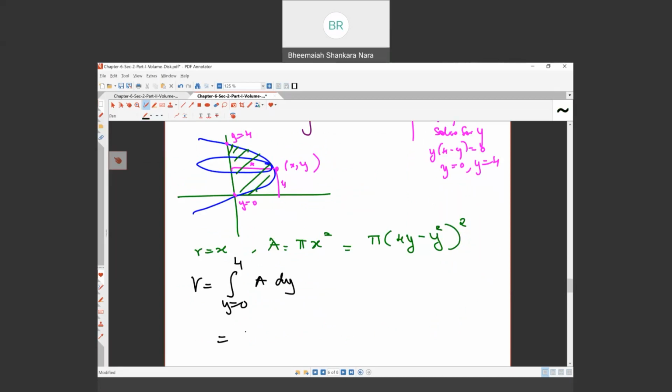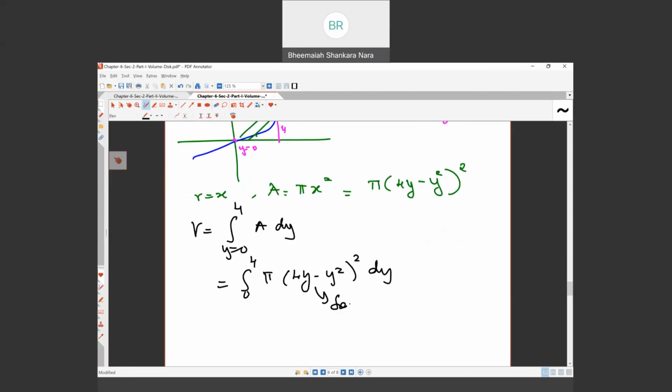So this is 0 to 4. A is pi x square. Sorry, we replaced x square by the y term. So let me use the new y terms here. (4y minus y square) squared, and then you have a dy. So let's try to expand. FOIL this term. So it's pi times 16y square, negative 8y cube, positive y to the 4th, and then you have a dy, 0 to 4.